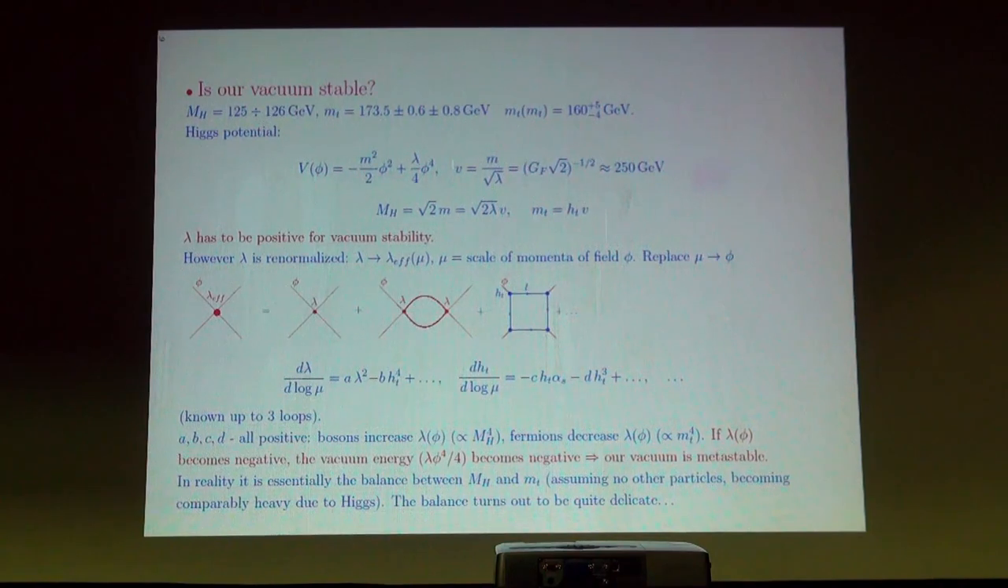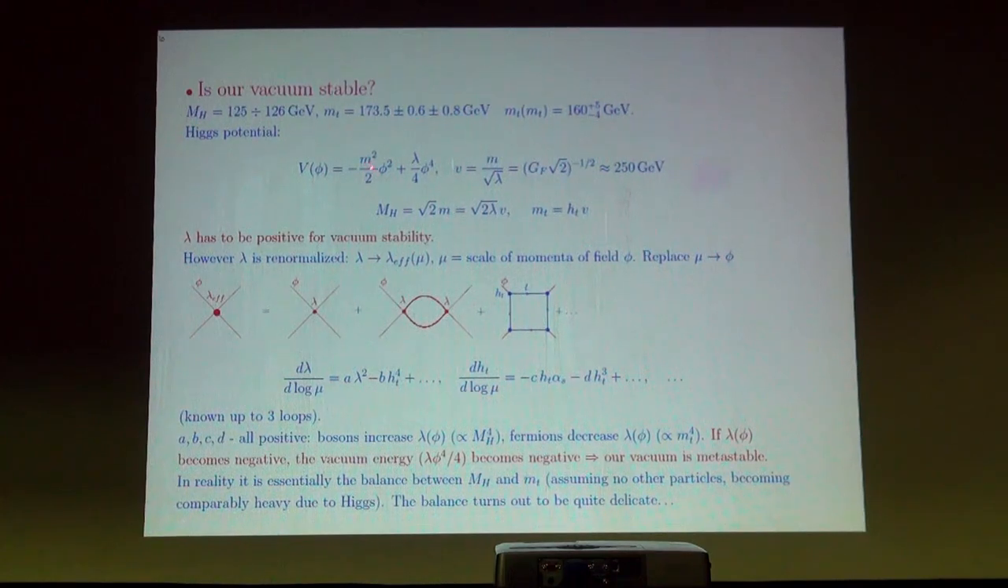And the reason why the relation between Higgs mass and top quark mass is important for understanding the stability of the vacuum that we live in is the following. So here is the Higgs potential. It contains a negative mass term. It was presented to you before in a slightly different form, but up to an overall constant, it's the same. So one can write it as a minus mass term, quadratic term phi squared, plus a quartic term.